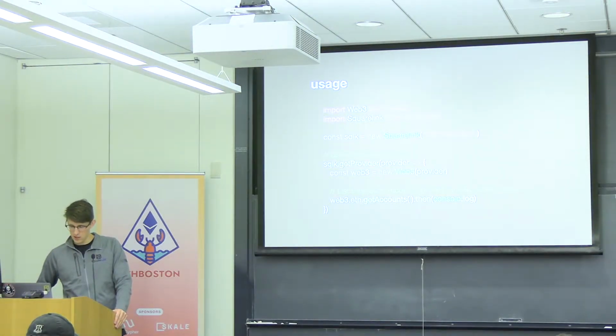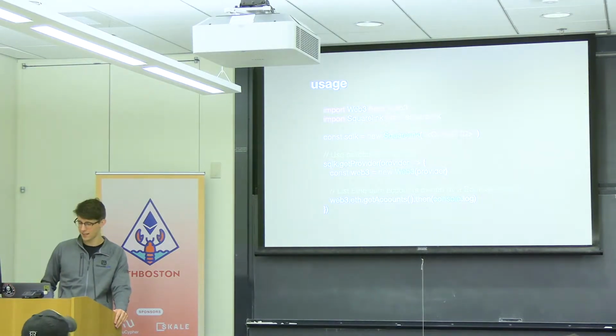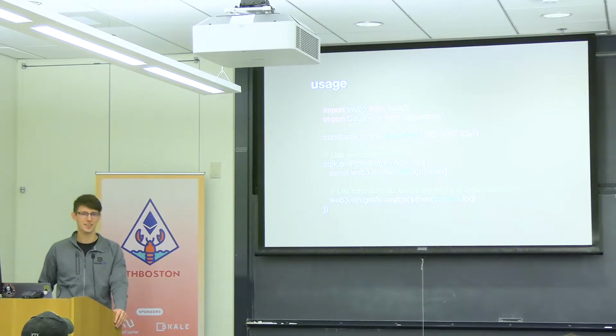So I'll jump straight into the integration. At the end of the day, if you're building a dApp that already supports MetaMask, this is all you need. Literally all you need. Just register a dApp in the Squarelink developer console, copy and paste your client ID, and you should be ready to go. This is literally it. You're done. End of talk. Thanks for coming, guys.